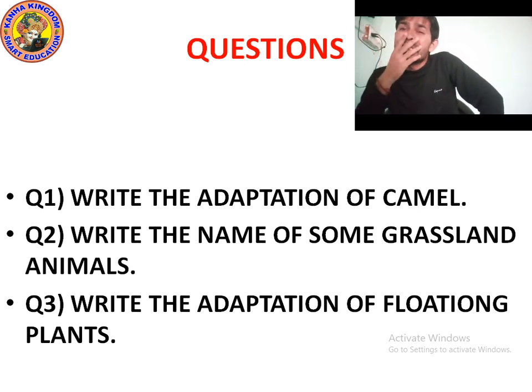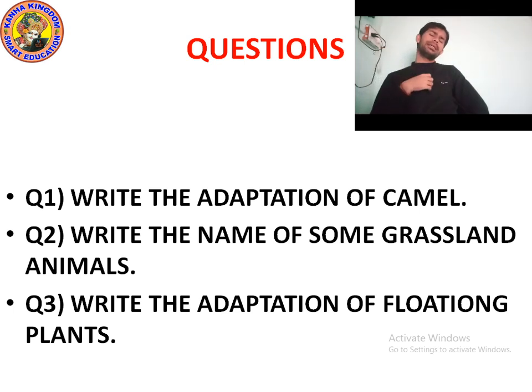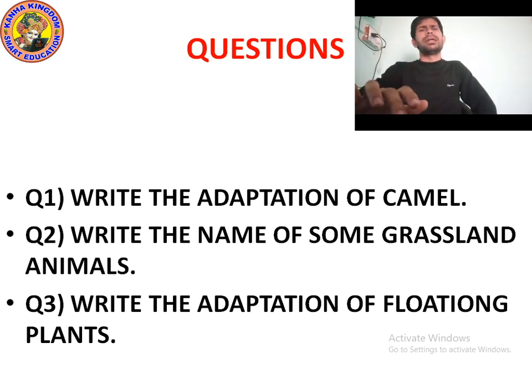And next is thick leathery patches. They have thick leathery patches on the knees, which protect them from getting burned when they kneel on the hot desert sand.